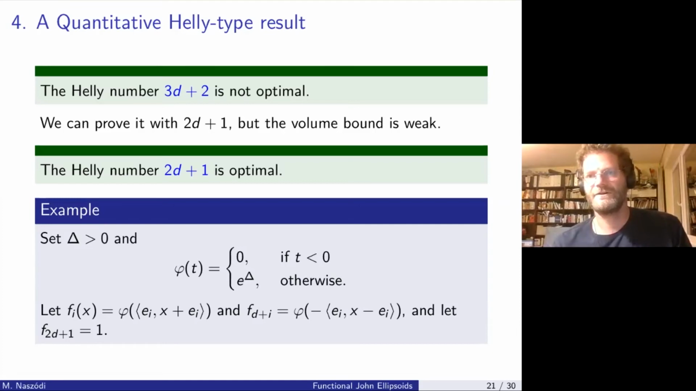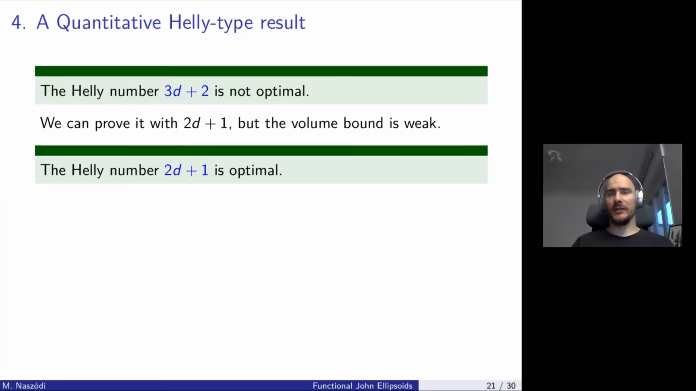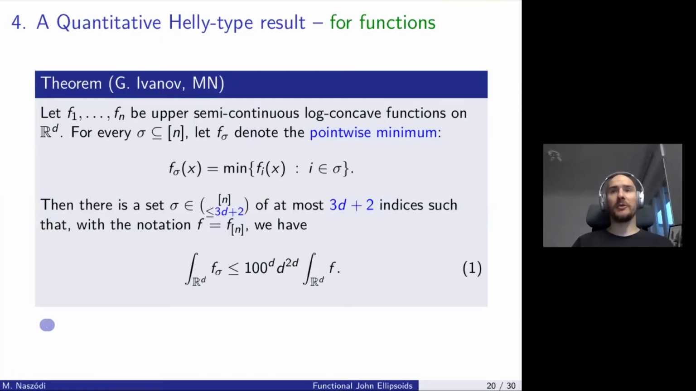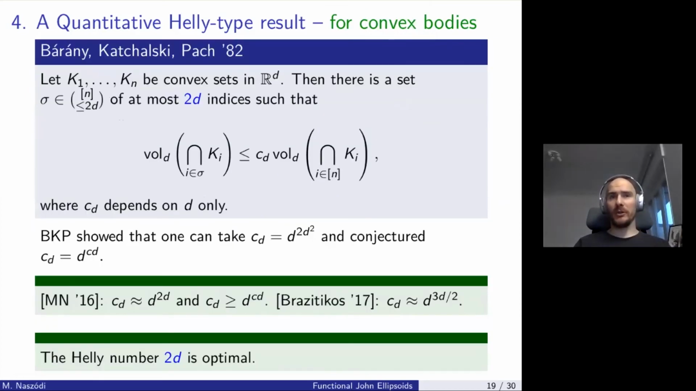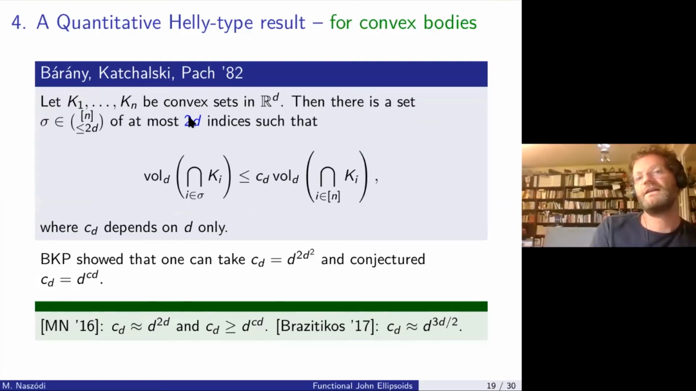To this point. So for this quantitative Helly-type result, is there a better understanding of, even for convex bodies, how this volume bound depends on the number that you substitute instead of this 2D? Yes. So if you increase this Helly number, then in a way it's well understood.